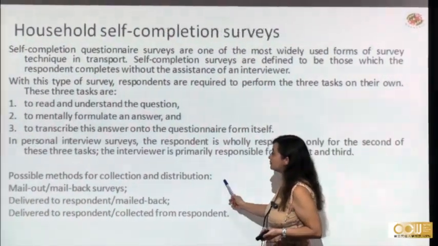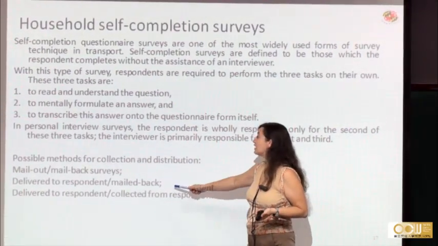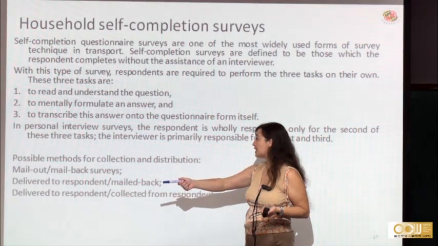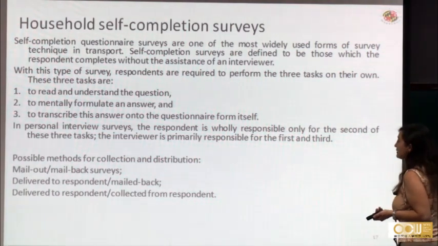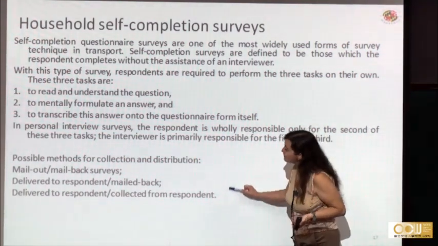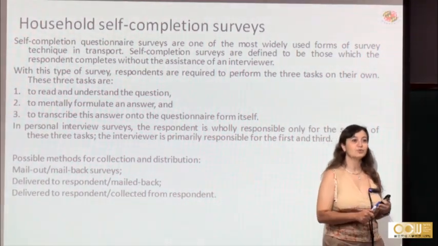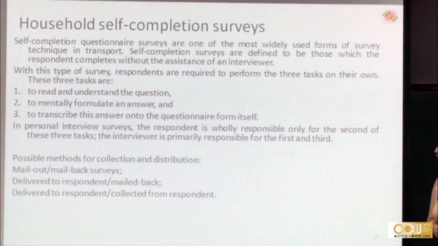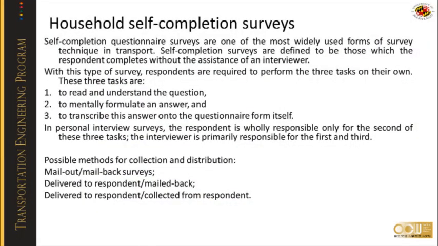Possible methods for collection and distribution: you mail out the questionnaire and ask them to mail it back, or you deliver the questionnaire to the respondent and ask them to mail it back, or deliver to the respondent and collect it from the respondent. Going this way, you increase the response rate, but it's more expensive. So there is always this trade-off between response rate and cost. The more contact you have with the household, the more likely they are to respond to your survey, because they think that this is a serious effort, they understand well why, and so on.